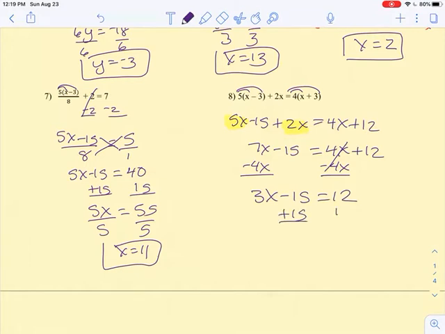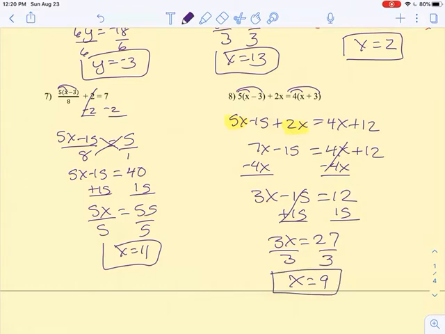I'm solving for x, so I'm going to add 15 to both sides. 3x equals 27, divide by 3, x equals 9. So everybody should be comfortable solving equations, and hopefully those were okay for you, or at least as soon as you saw them, you're like, oh yeah, I remember how to do that.